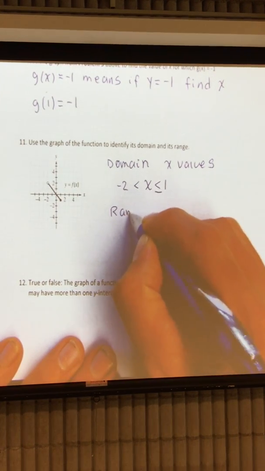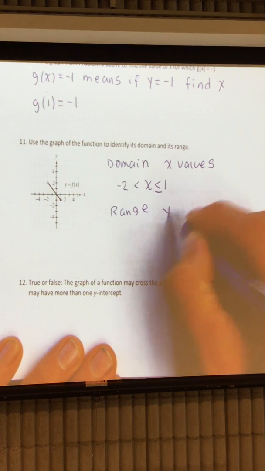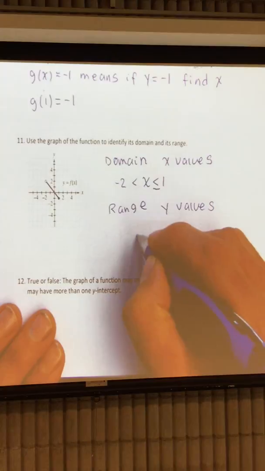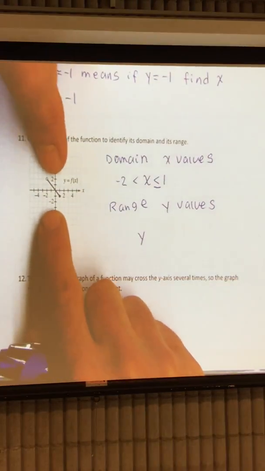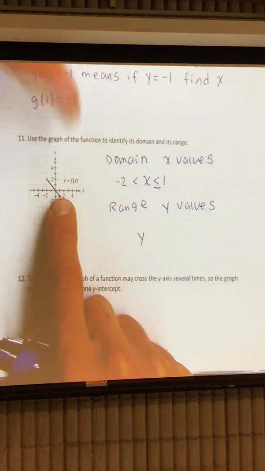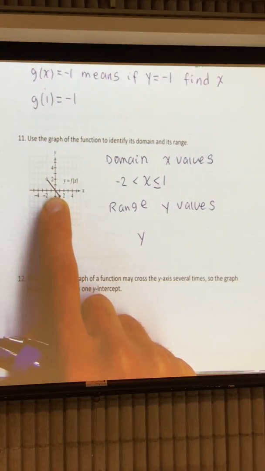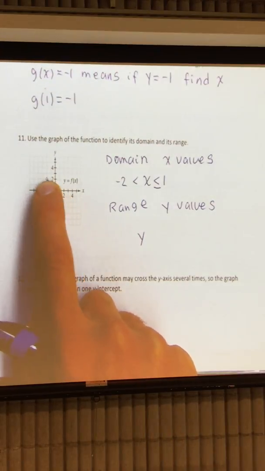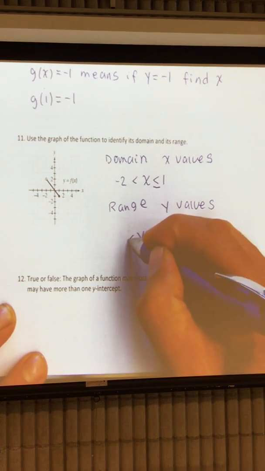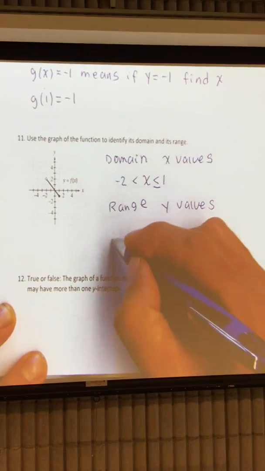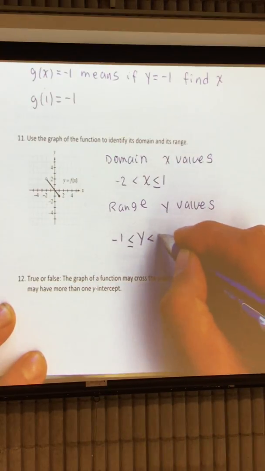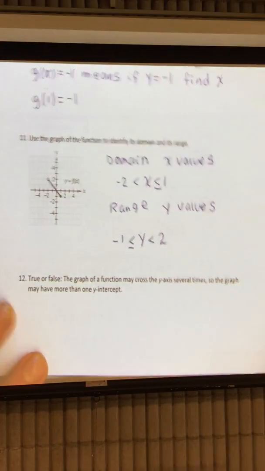To find the range, we look at the y values for which the function is defined. And that is the vertical direction here, the extent up and down. And we have y values of negative 1 up to a value of 2. 2 is not included, negative 1 is. So all the y values between negative 1, including negative 1, up to 2, but not including 2.